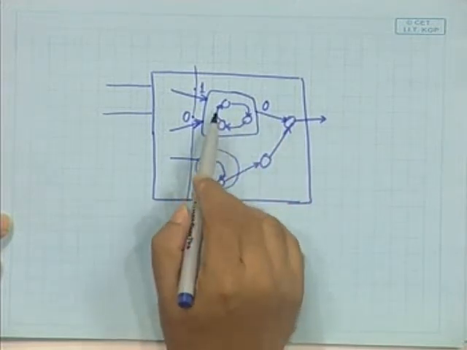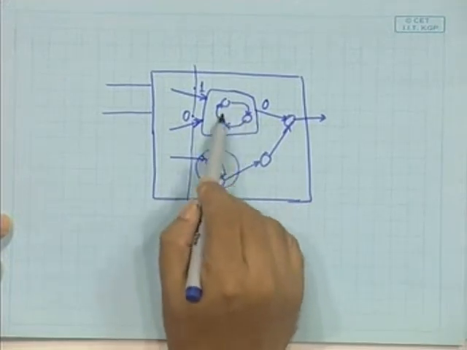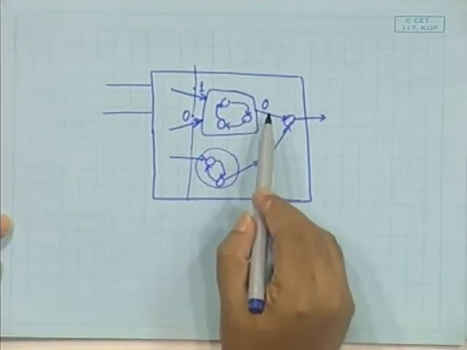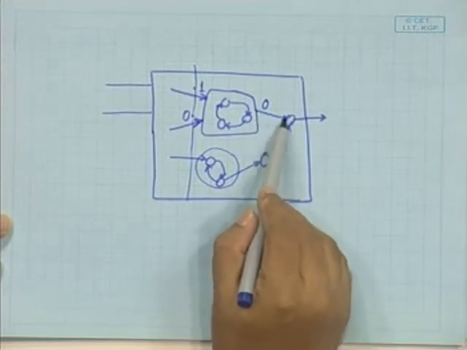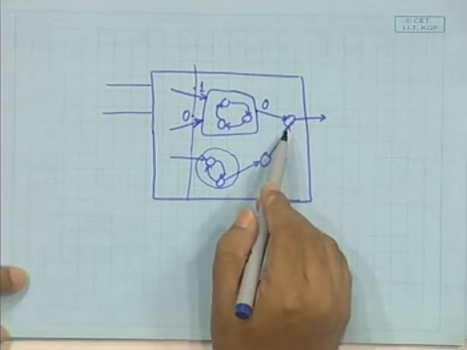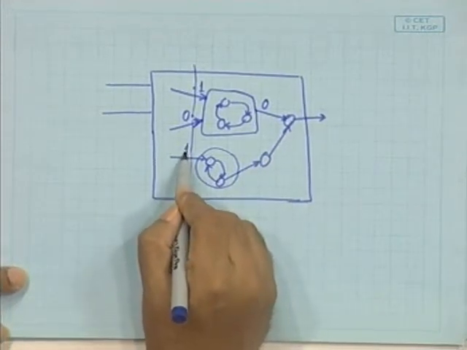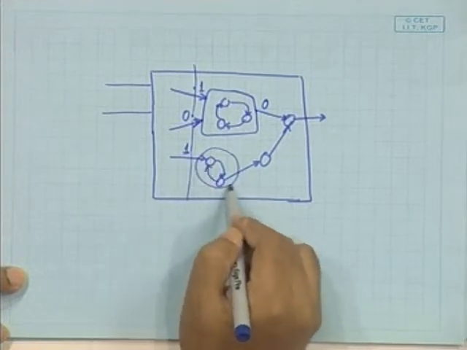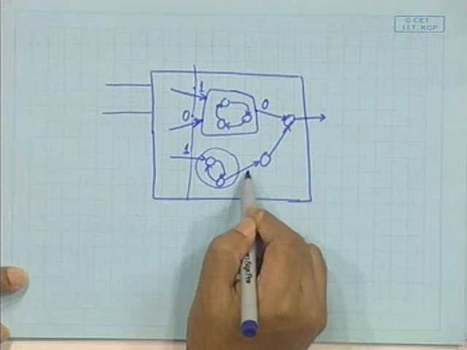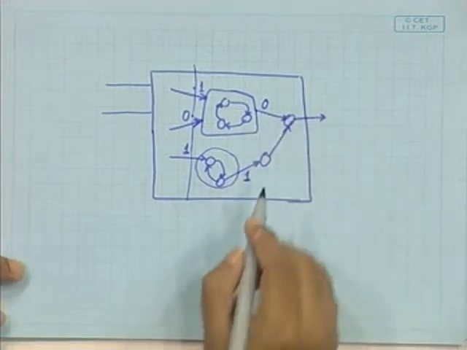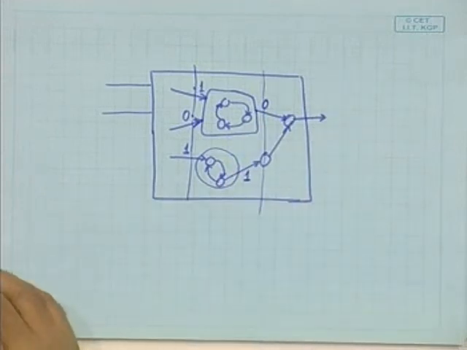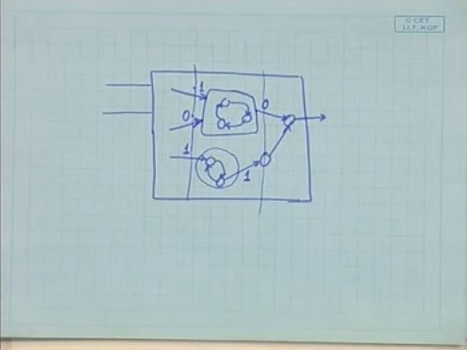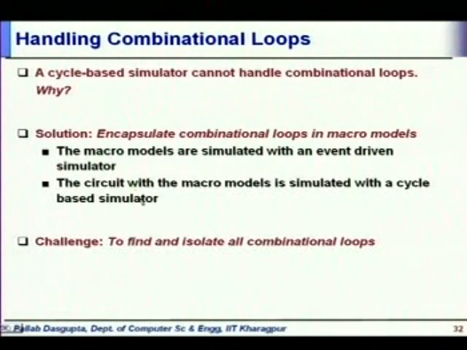right. So the event driven simulation can go round and round within this block until it stabilizes. Once the steady state output becomes available, again the simulation proceeds as in cycle based simulation. Similarly, when we simulate this, we simulate this using event driven simulation, and when the output becomes available, from here again we do cycle based simulation. So after this level, again we follow cycle simulation. Is that clear? So the main problem here is to find and isolate the combinational loops.